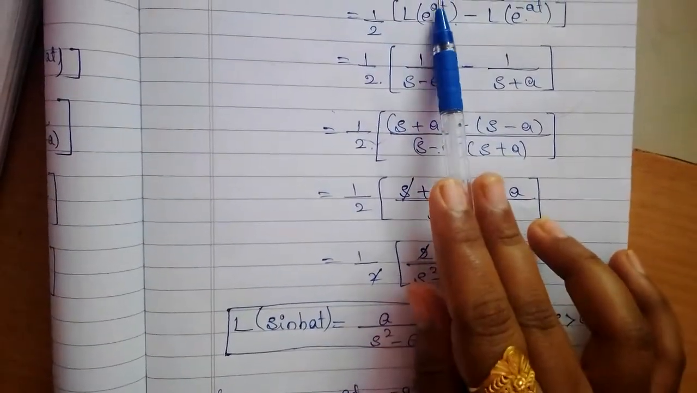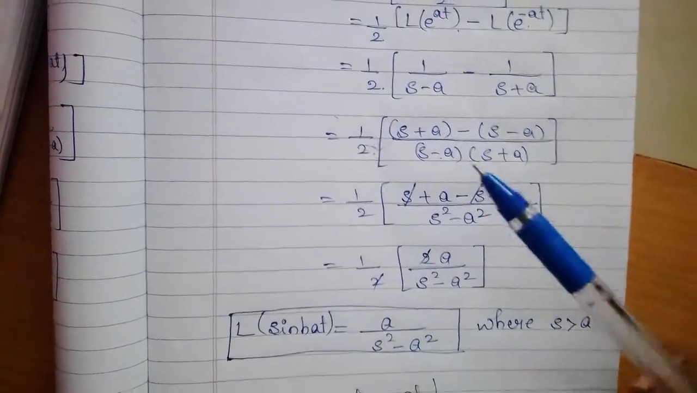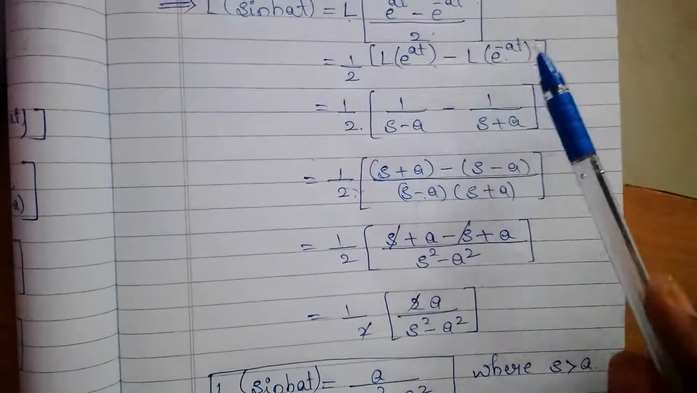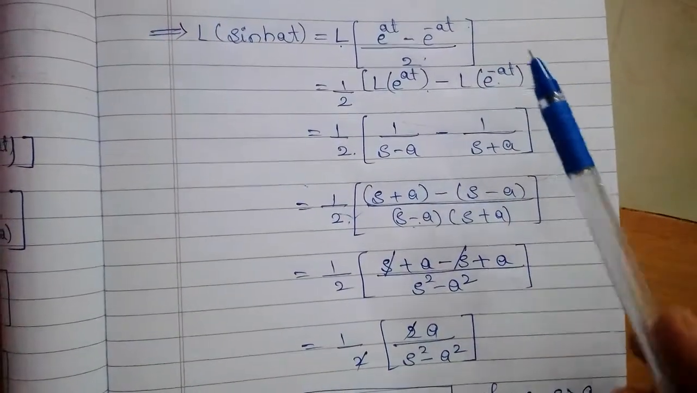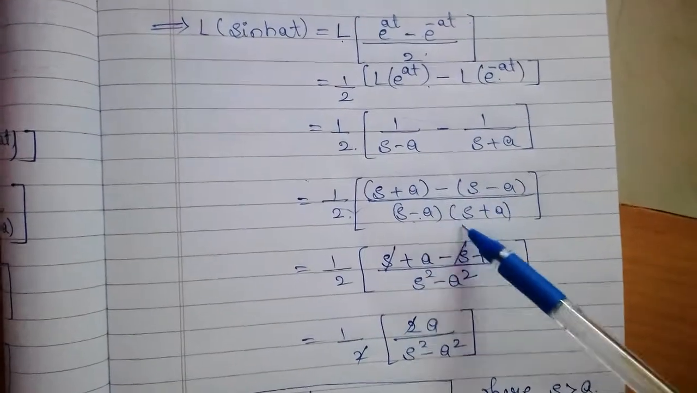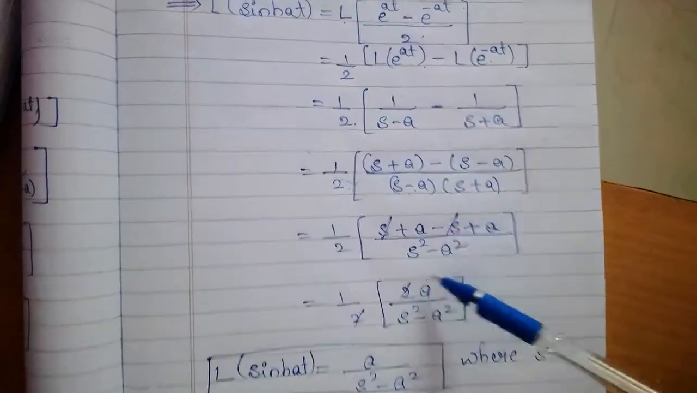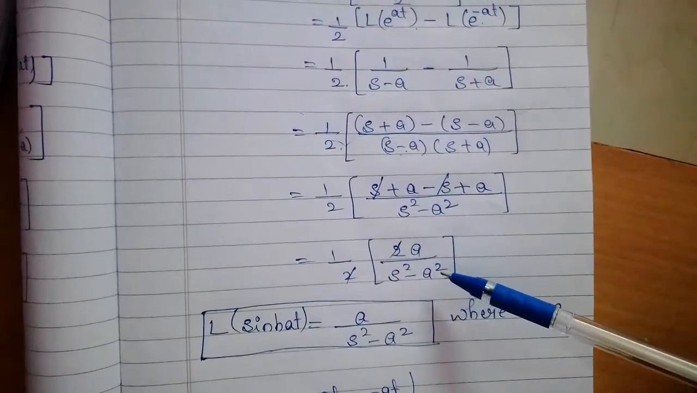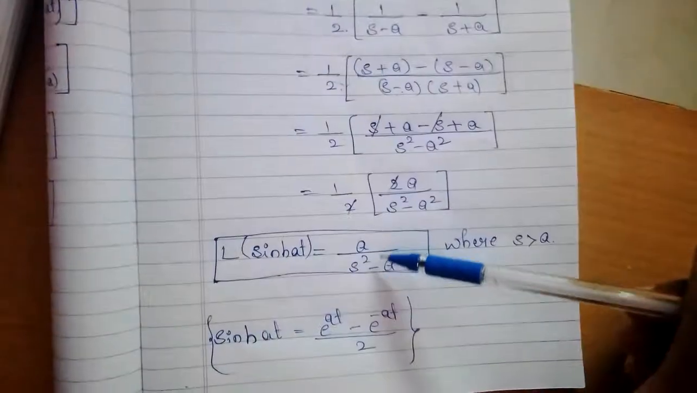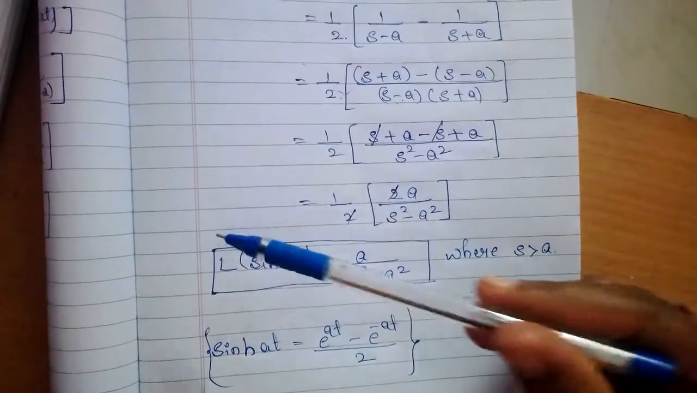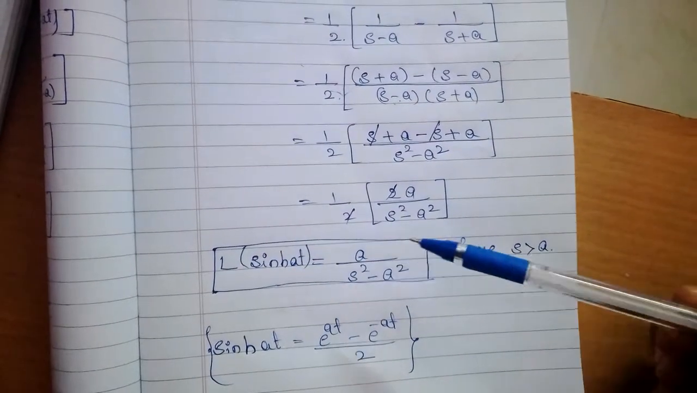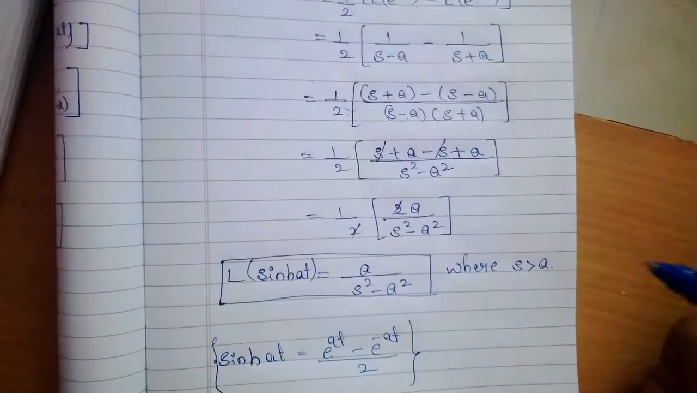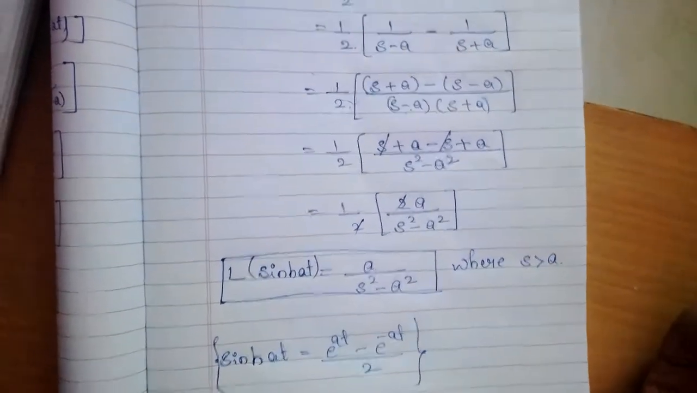Next we know that e raised to at Laplace transform from the second result. We know that Laplace transform of e raised to at is 1 divided by s minus a, and Laplace transform of e raised to minus at is 1 divided by s plus a, and take the LCM. Here s minus a into s plus a is s square minus a square, s get cancelled, it will be 2a divided by s square minus a square, 2 get cancelled, remaining is a divided by s square minus a square. Therefore, Laplace transform of sinh at is equal to a divided by s square minus a square. This is also one of the most important results, you have to remember this one.